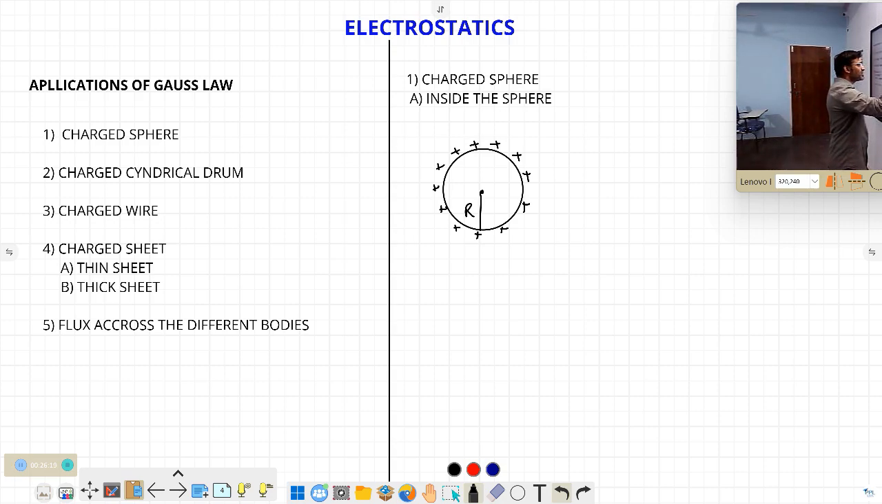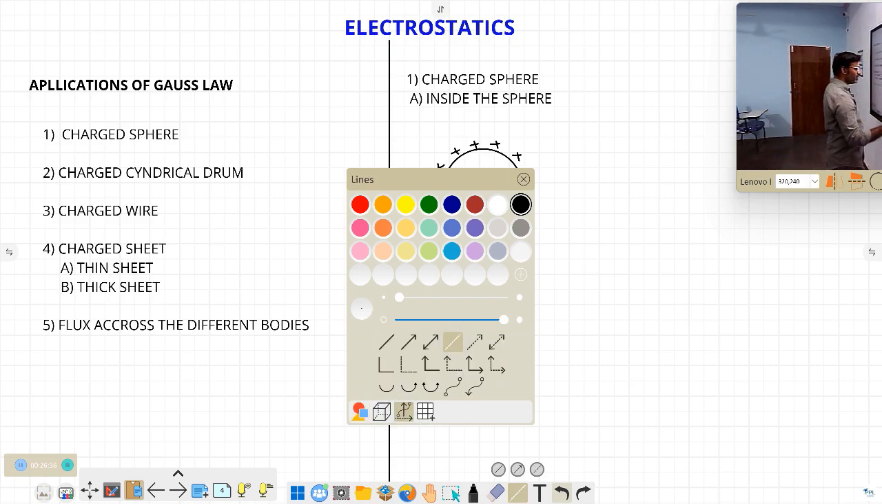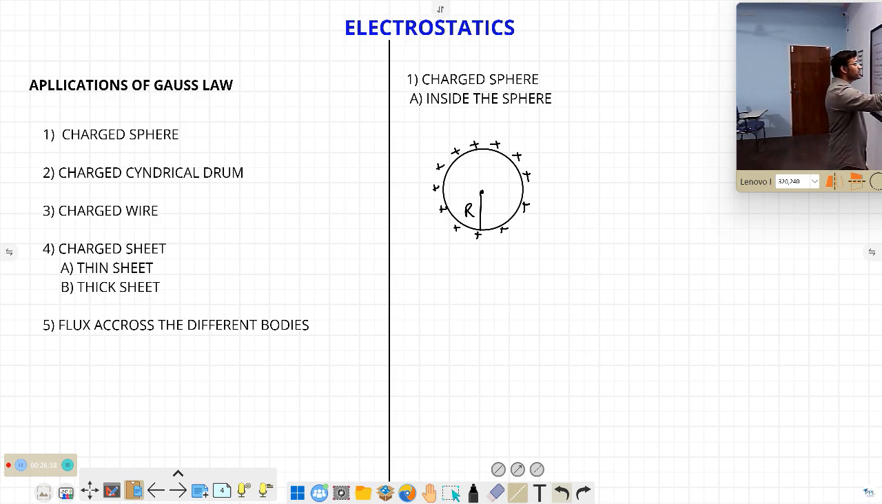Now you take the inside. If you want to calculate inside, first imagine any point inside. So imagine there is actually a charge inside. Now you have to imagine a Gaussian surface here. What surface? Gaussian surface. You can take this Gaussian surface inside like this, anywhere within this region.